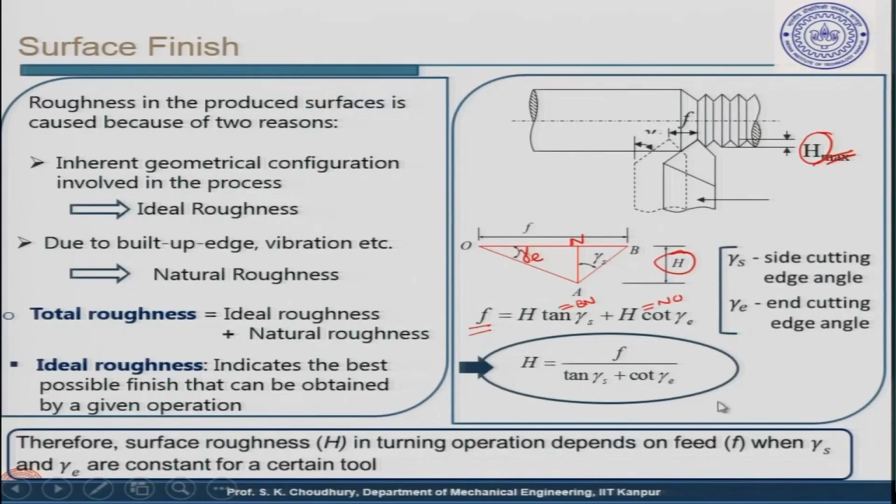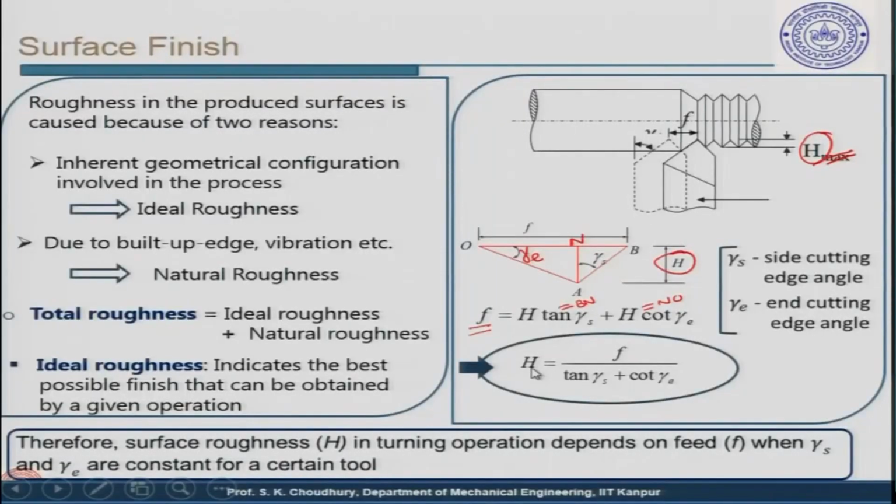This will be the formula that tells us on what the surface roughness or surface finish will depend. In this case, turning with a sharp tool, we can see that it depends basically on the feed, because for a certain tool our side cutting and end cutting edge angles will be constant, and h is directly proportional to f. So, when we change the feed, the surface finish changes. As we increase the feed, h increases and surface finish deteriorates. That is the conclusion.